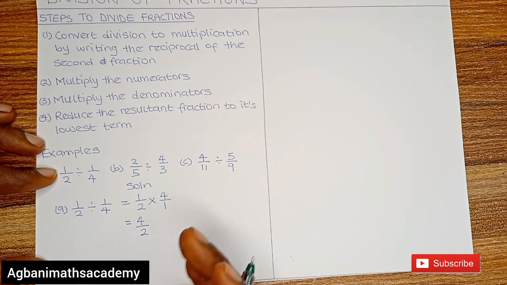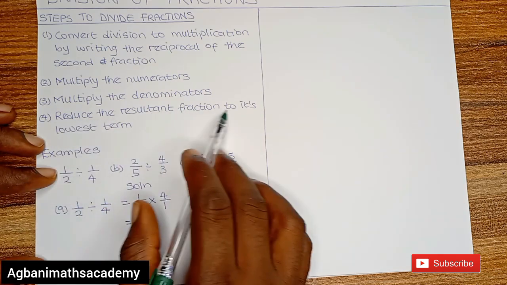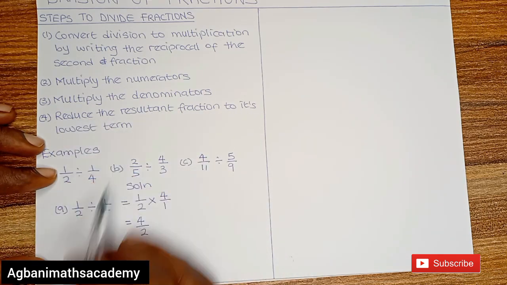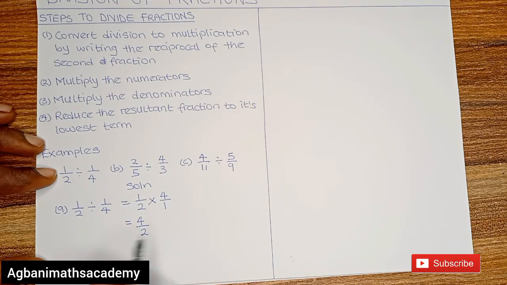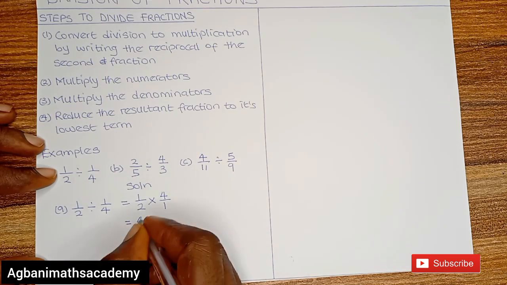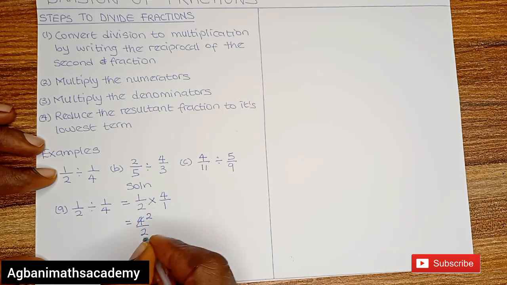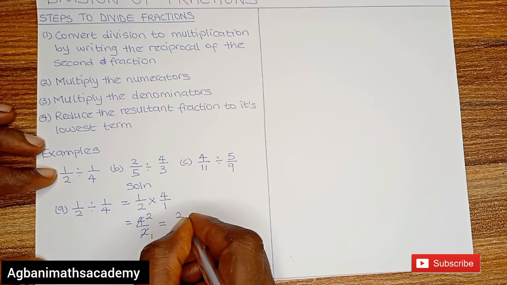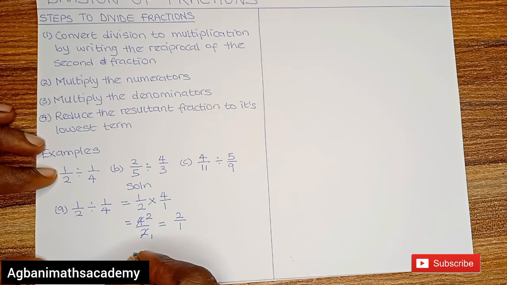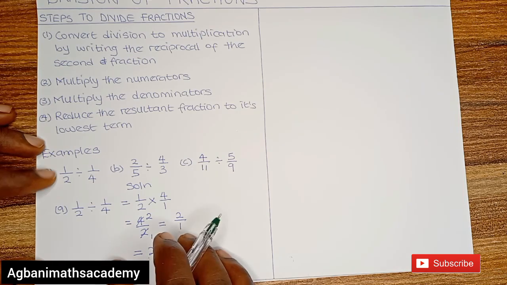Okay, but if we look closely, we can reduce the resultant fraction to its lowest term. So 4 and 2 have a common factor. If 2 goes into 4, we're going to have 2. And if 2 goes into 2, we're going to have 1. So our answer is equal to 2 all over 1. Final answer is equal to 2. This is because any number divided by 1 is going to give you that number. So our final answer is 2. Okay, so this is the first example.